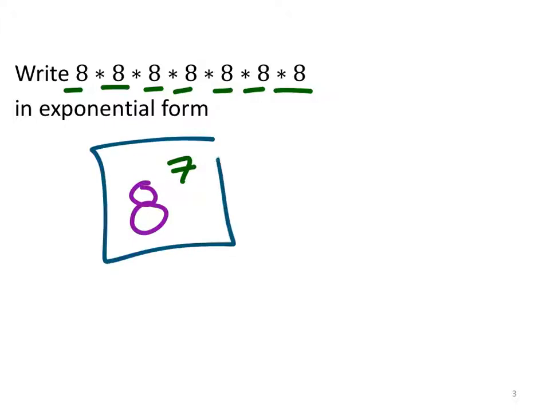All right, so here's our first problem. Write 8 times 8 times 8 times 8 times 8 times 8 times 8 in exponential form. So the base is the value that's being multiplied together over and over and over, which in this case is 8. And the exponent is how many times it was multiplied together. 1, 2, 3, 4, 5, 6, 7. 7 times. 8 to the power of 7, bam.